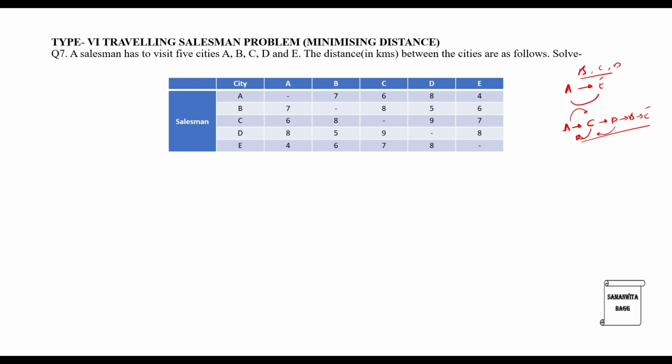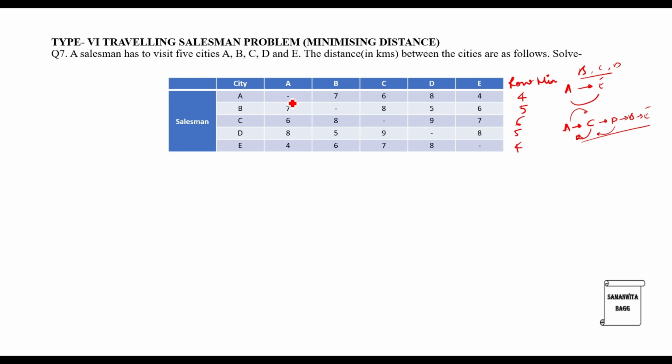So we will start solving this. We will first calculate the row minimum. If you see, the first row has minimum value 4. In the second one, it is 5. Then here it is 6. Here it is 5. And in the last one, it is 4.